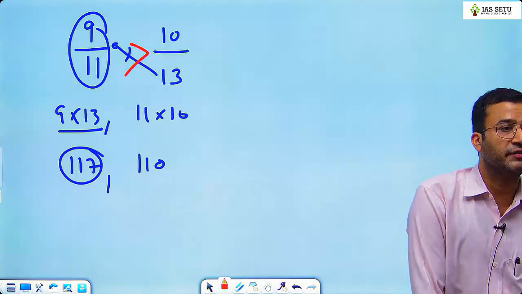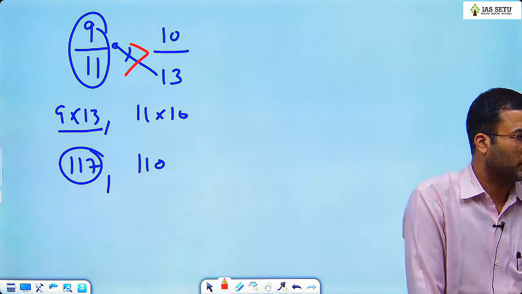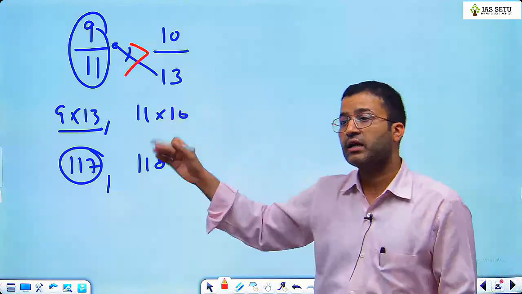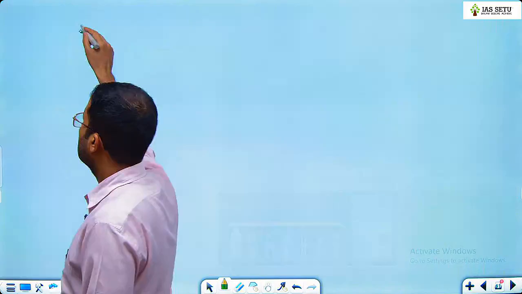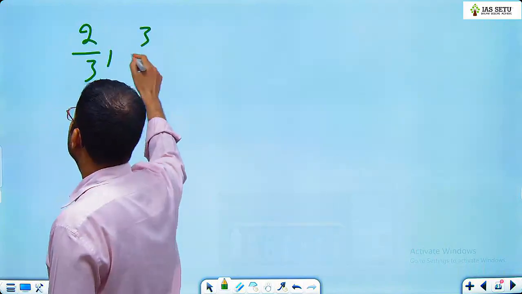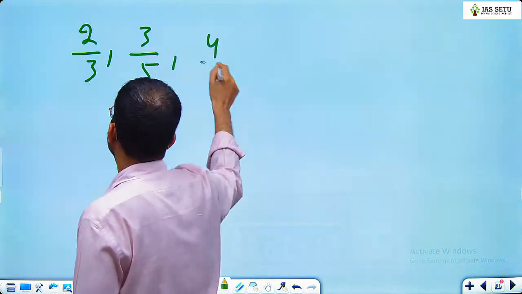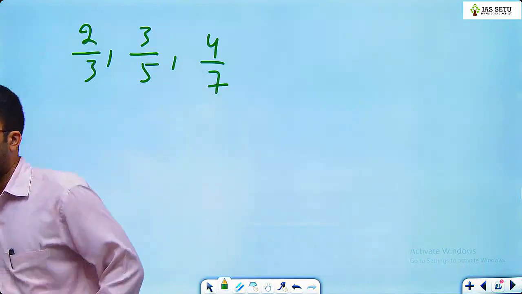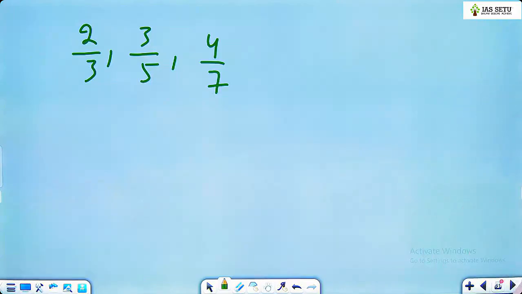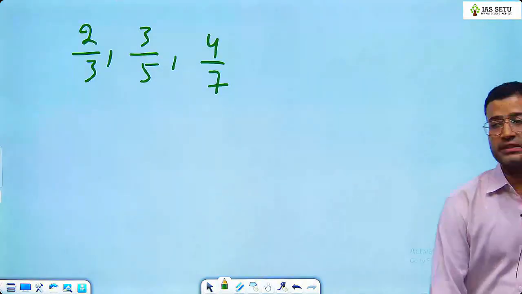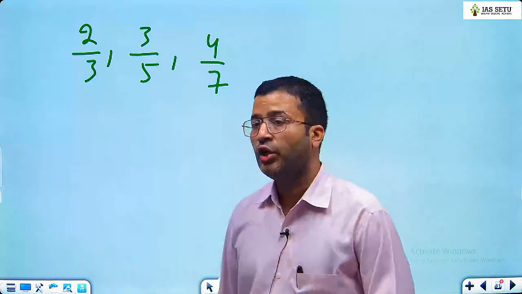First limitation is if we have more than two fraction. ठीक है, दो फ्रैक्शन में तो ठीक है, अगर दो से ज्यादा फ्रैक्शन है. आई टेक एग्जांपल. Just write 2/3, 3/5, 4/7. ठीक है. So first limitation is how to apply cross multiplication method in more than two fraction.